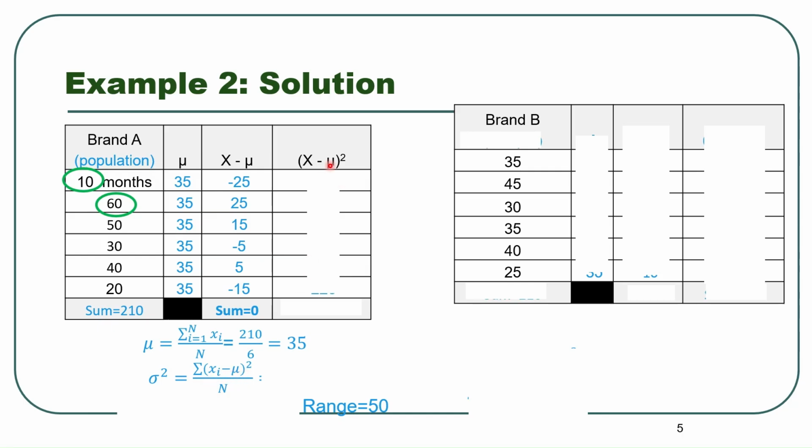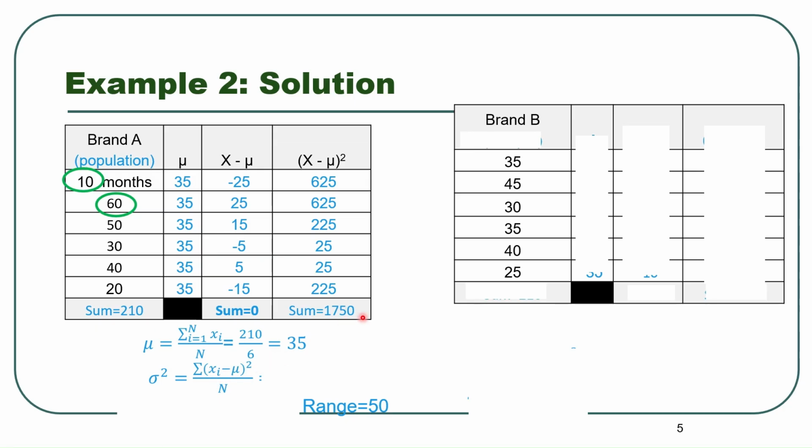So we are gonna create the square distance. 25 times 25, or minus 25 times minus 25, is gonna give you 625, and so on for all of my remaining deviations or distances. Adding these is now my target. I need to put it here in my numerator.